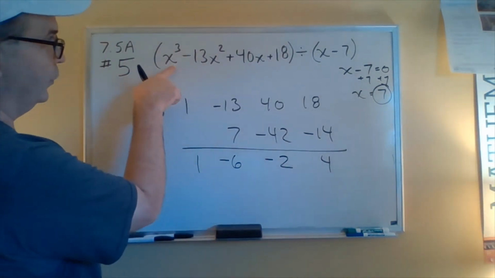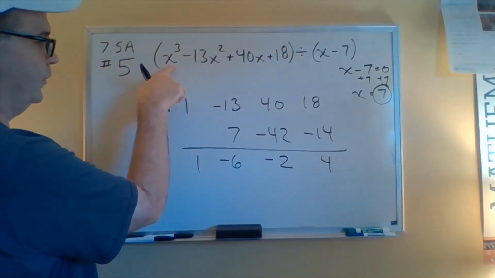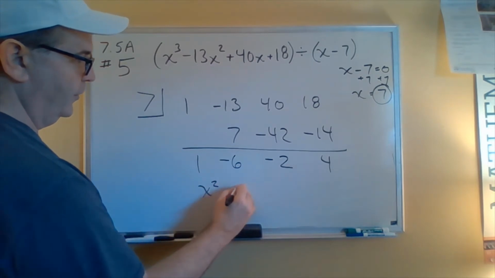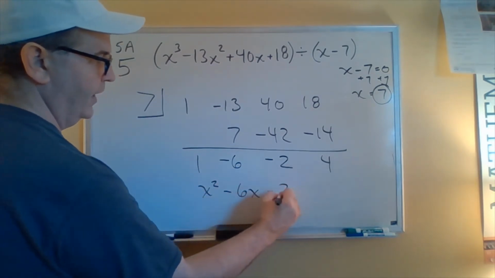I'm going to start 1 degree lower than I was up here. This is a degree 3, so I'm going to have a degree 2 down here. So I'll have 1, x squared minus 6x minus 2.